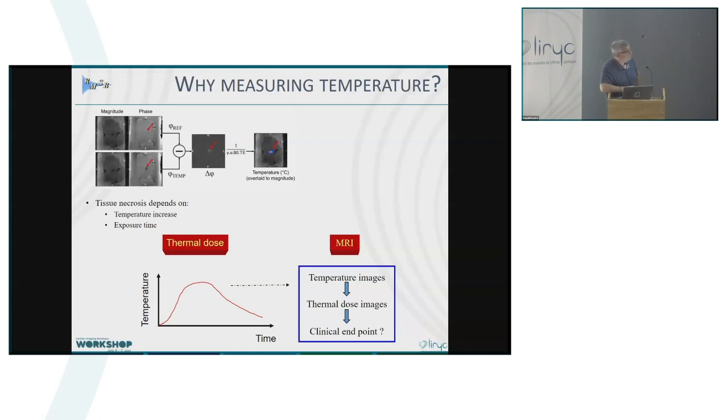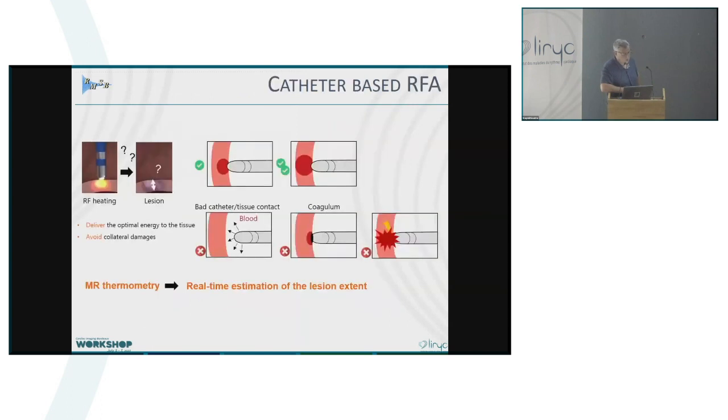So the idea would be to use real-time MRI to compute temperature changes, then compute in each pixel the accumulated thermal dose and try to show if this can be a clinical endpoint. You have here an example of the temperature change that you see during the experiment. Actually, what we are showing are movie images.